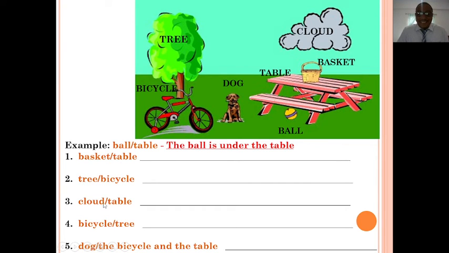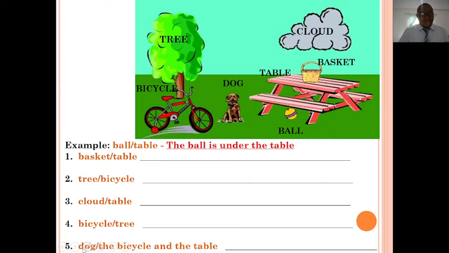Number 3 is cloud and table. So make for me a sentence using the cloud and the table. Number 4 is bicycle and tree. So where is the bicycle? Tell me where is the bicycle using the two words bicycle and tree.